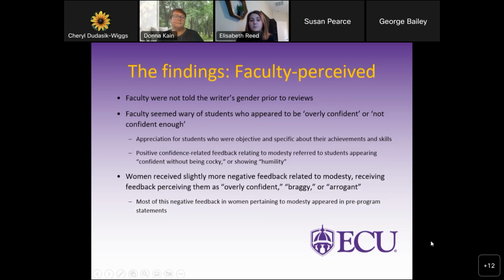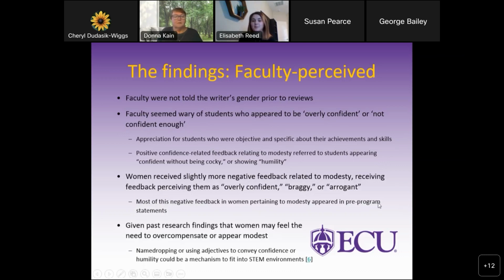And then looking at women, women actually received slightly more negative feedback related to modesty. So a lot of the faculty reviewers might have used words like being overly confident or braggy or arrogant. And a lot of this negative feedback was in women's pre-programmed statements. So they might have gotten a lot of negative confidence related feedback in those pre-programmed statements because, like I said earlier, women might feel the need to overcompensate their experiences, their skills, and their achievements in STEM environments. So it might come across to a reviewer like, oh, they're talking too much about it, but it also might be that there could be slight linguistic cues that cue in the reviewer that, oh, this is a woman or this is a man.